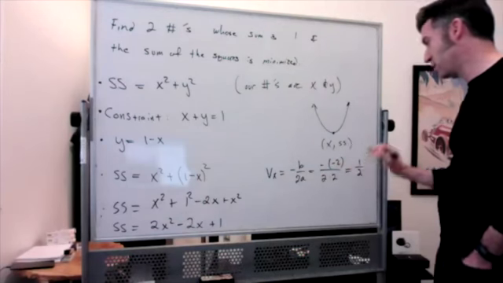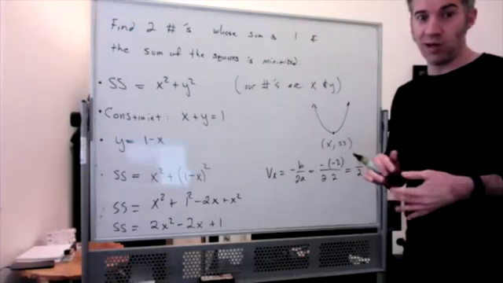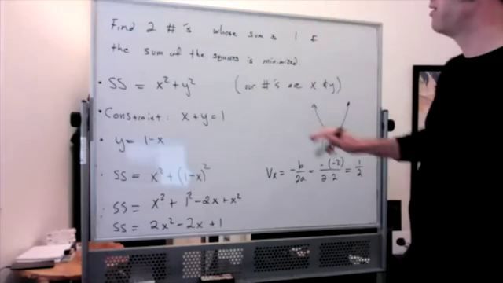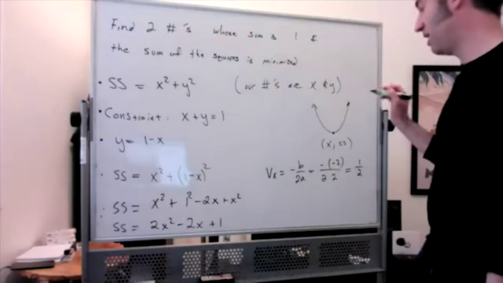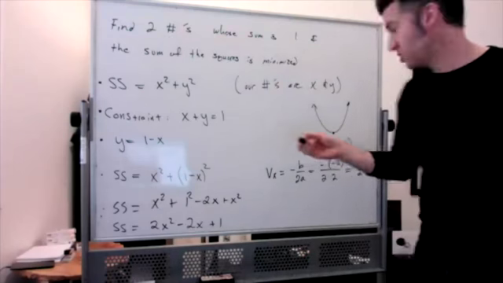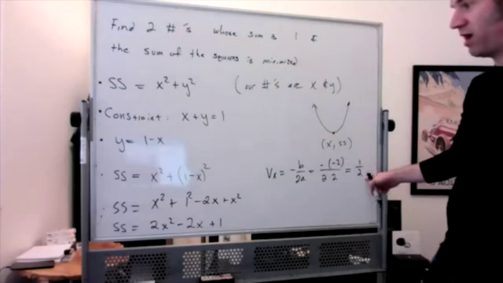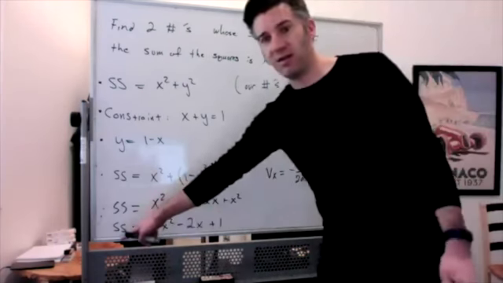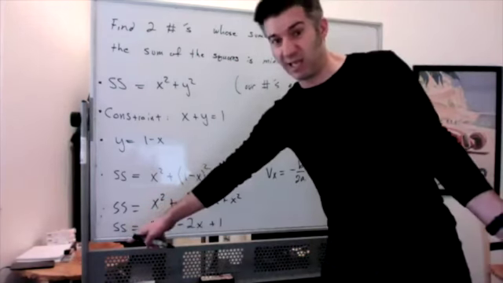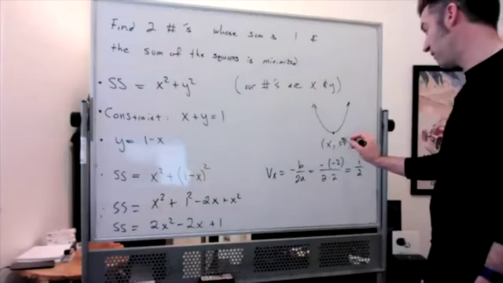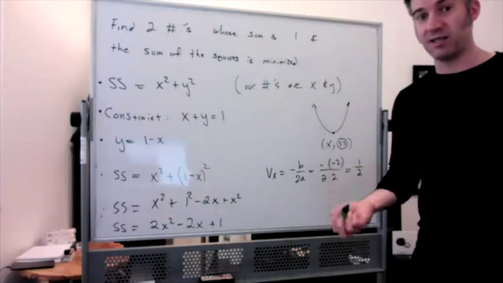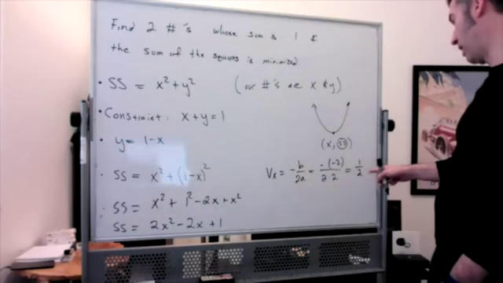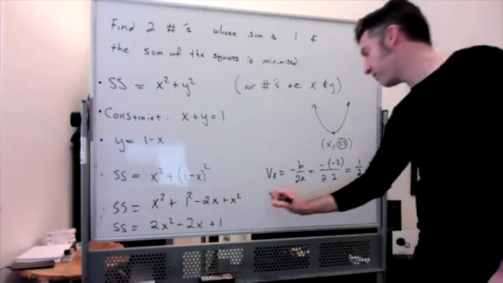So now, what does the question ask for? Find two numbers whose sum is 1 and the sum of the squares is minimized. They're not asking us what the sum of the squares is. So even though I could plug in 1/2 for x here to find the sum of the squares, they're not asking me to, right? I don't need to find this second coordinate of the vertex. What I do need to find is the other number. So I've got x is equal to 1/2.